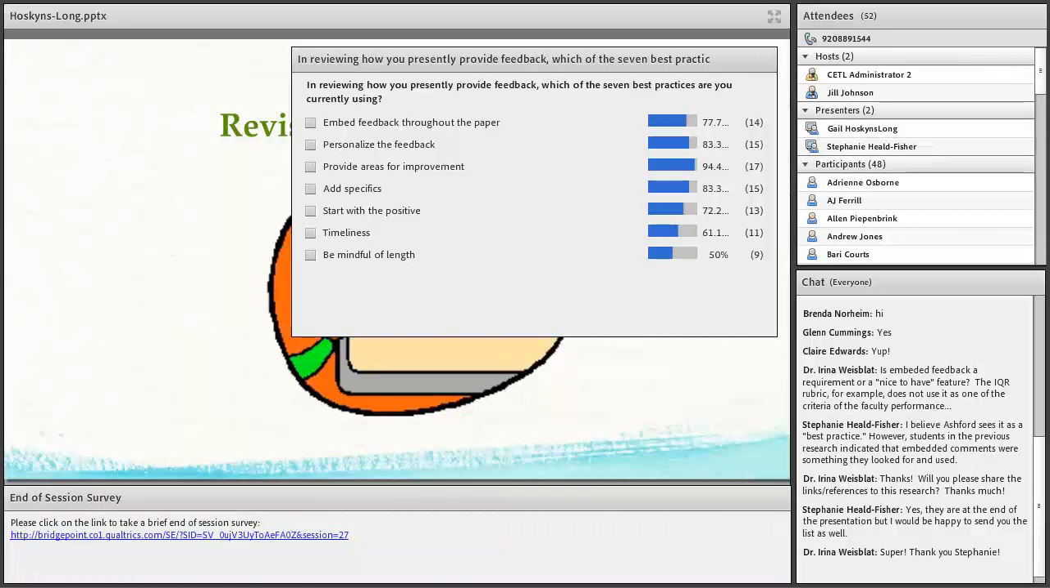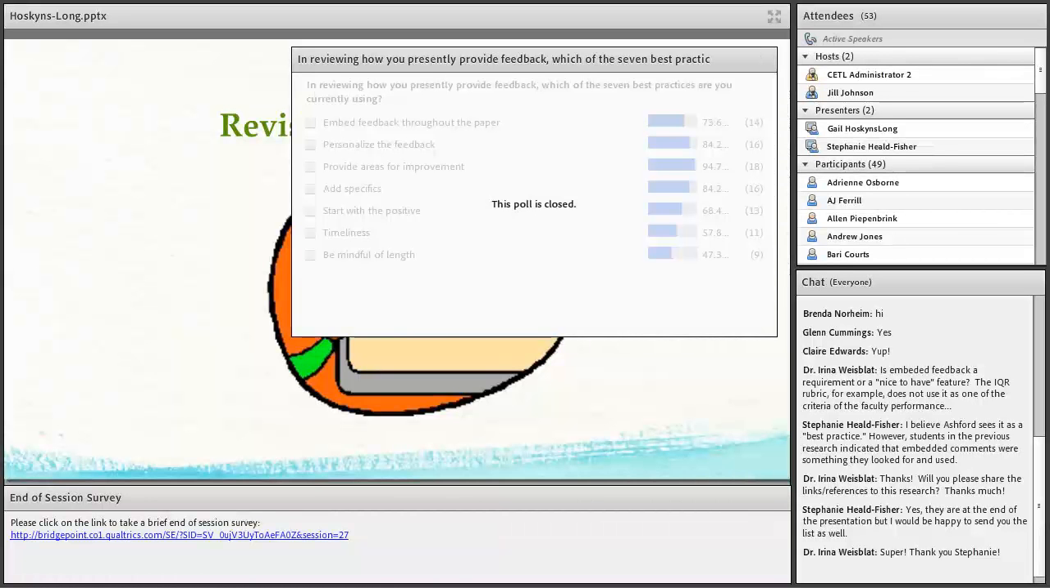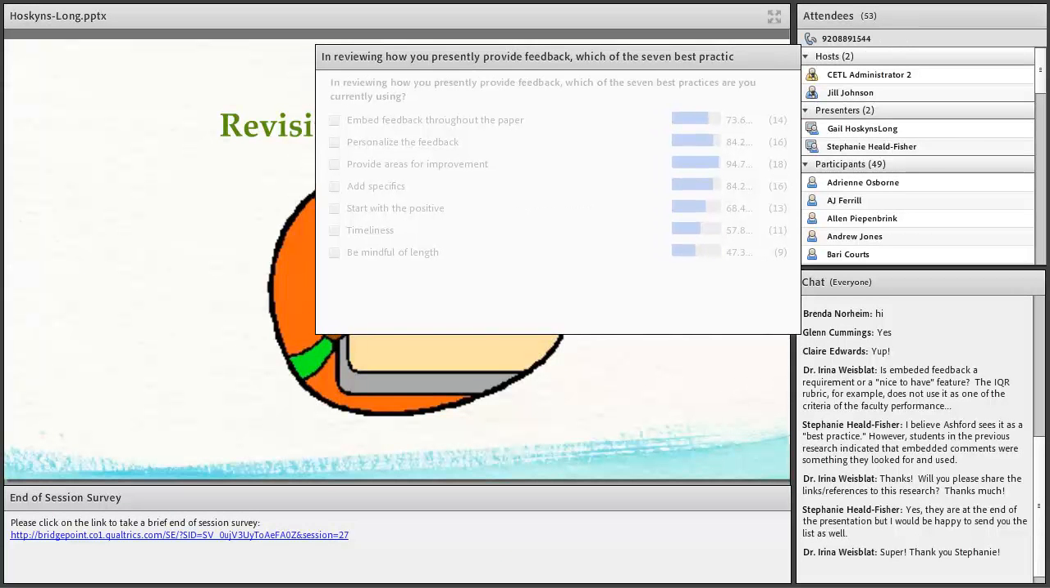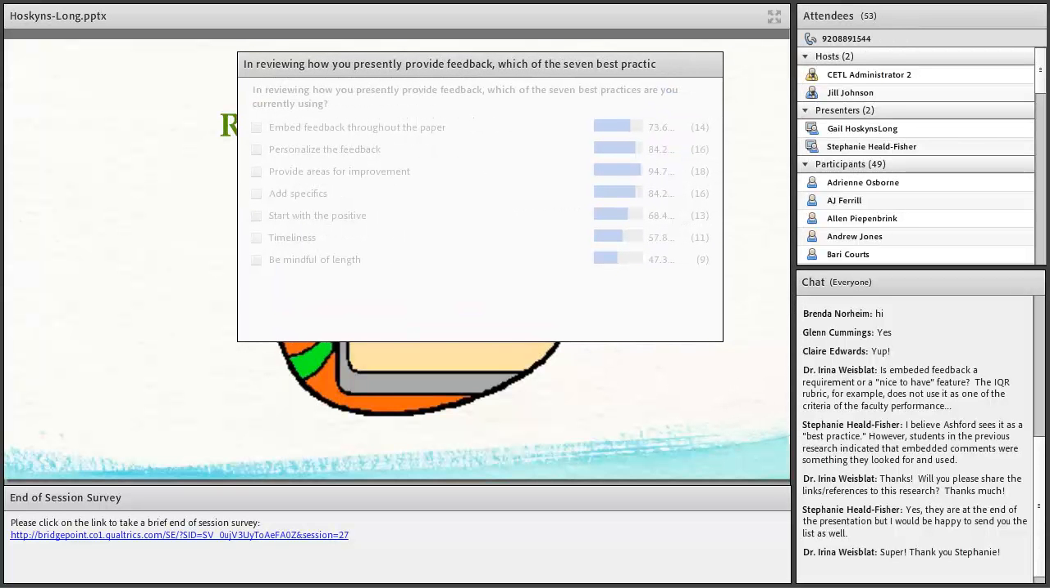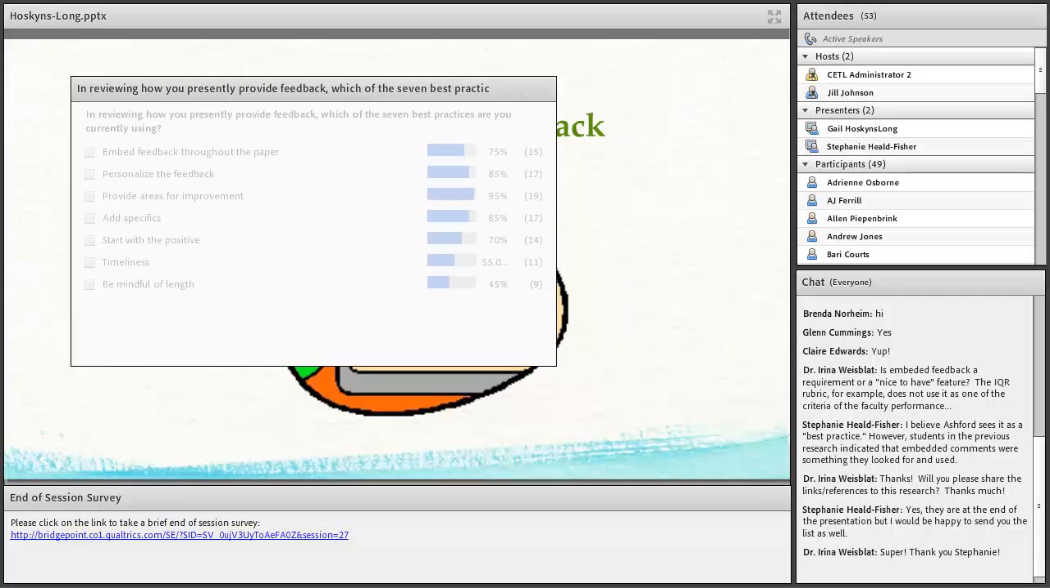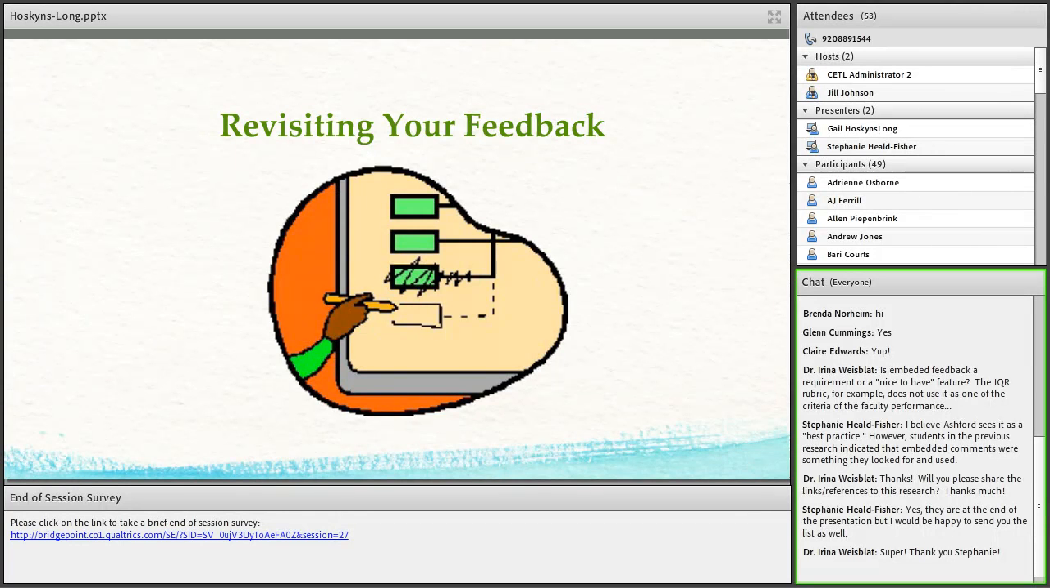Okay. It looks like the answers are winding down, so we can probably end the poll then. Okay, so as we look at the best practices, it looks like the winner is providing areas for improvement, so that's great. And personalizing feedback and adding specifics are also good, but there's obviously areas that we could improve on, embedding feedback in the paper or in waypoints, starting with the positives as well.